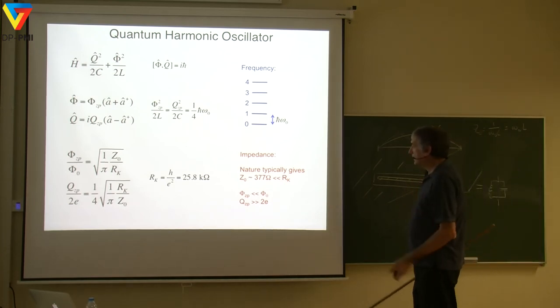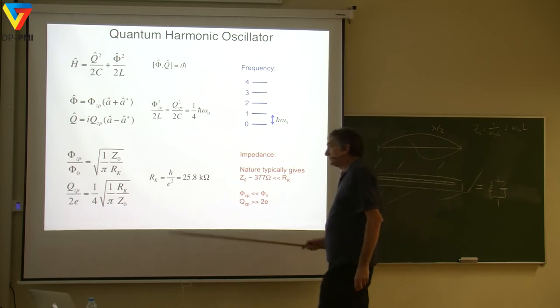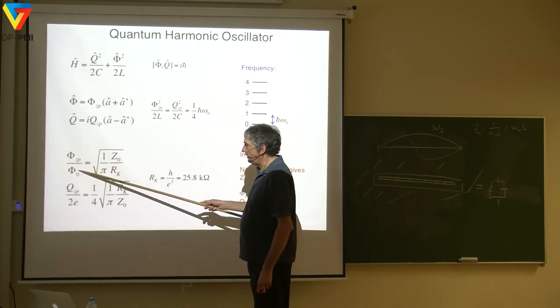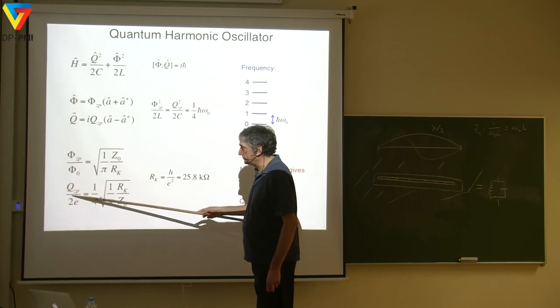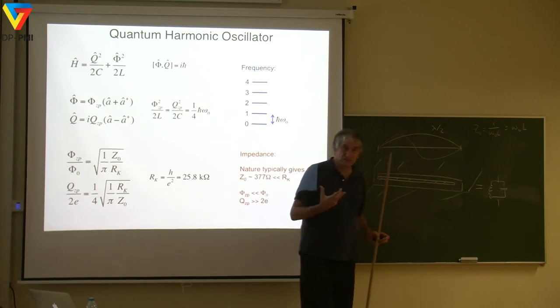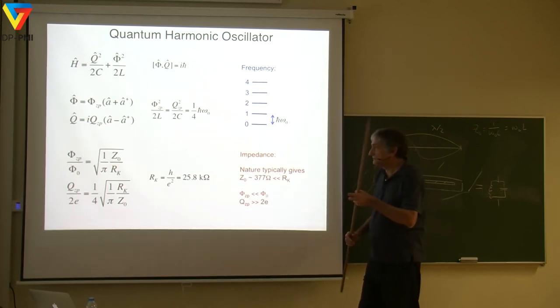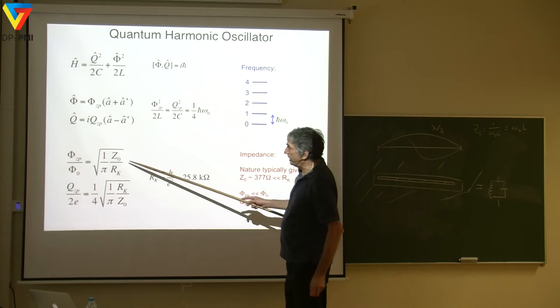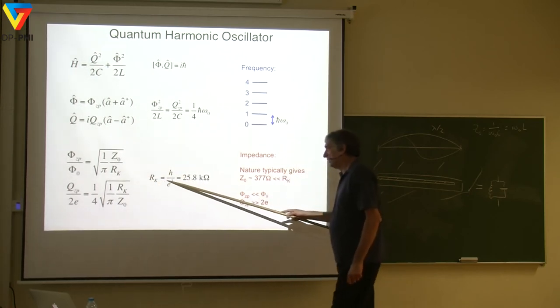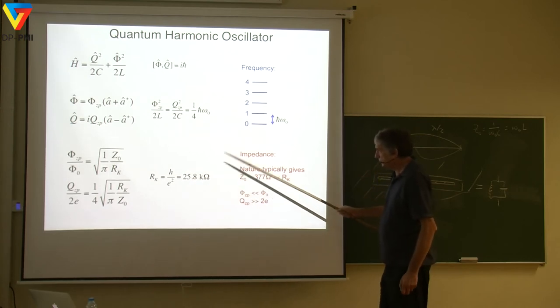Now, it turns out, you can write the zero-point fluctuations in terms of a flux quantum, or the charge fluctuations in terms of 2e. Those are kind of the natural units in our system. And you just work out the constants. And it turns out that these are ratios of the impedance of the device divided by the resistance quantum, 25 kiloohms.